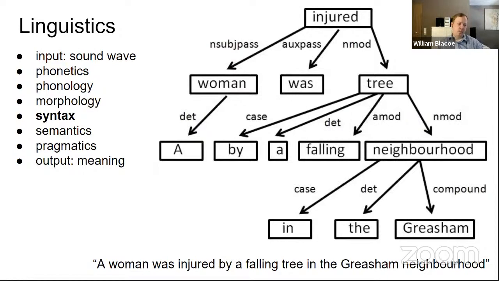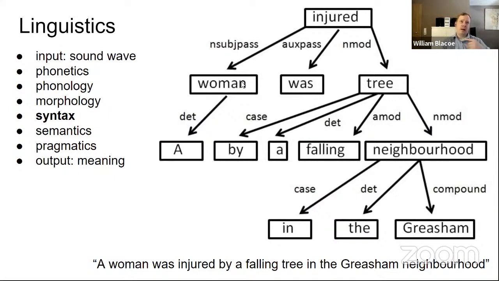Syntax is probably the closest to what you consider grammar. And this is where the structure of a sentence is in the form of a tree. So the sentence is, a woman was injured by a falling tree in the neighborhood, in the Gresham neighborhood. At the root of the tree, linguists always say the root is at the top and the leaves are at the bottom. At the root of the tree is the verb of the whole sentence. And then it's in its passive voice, right? So the subject is the person being injured.